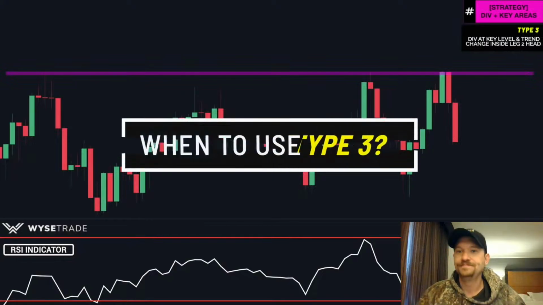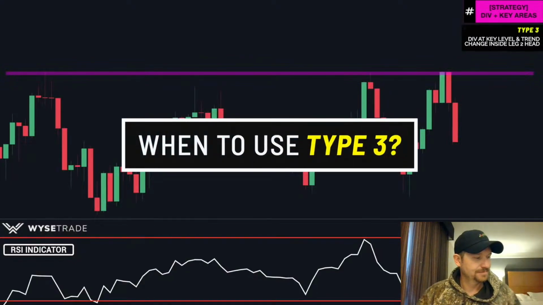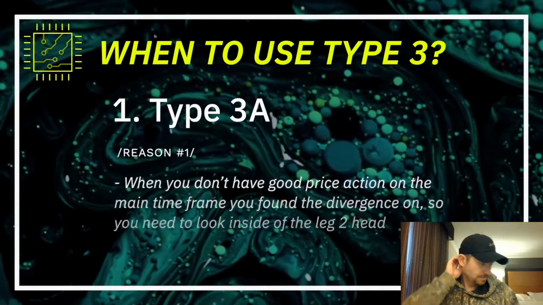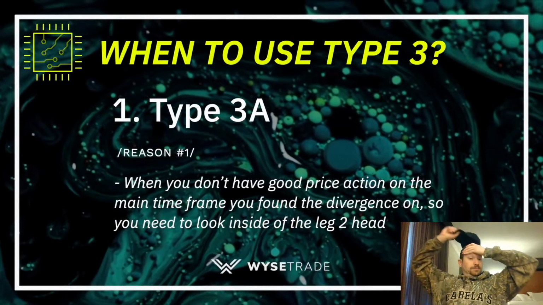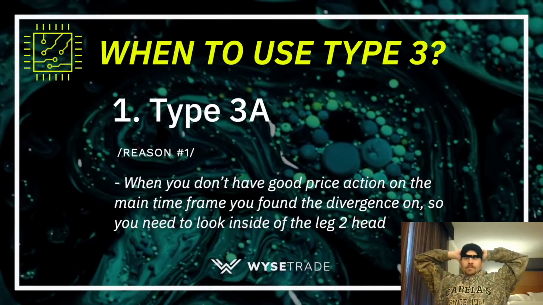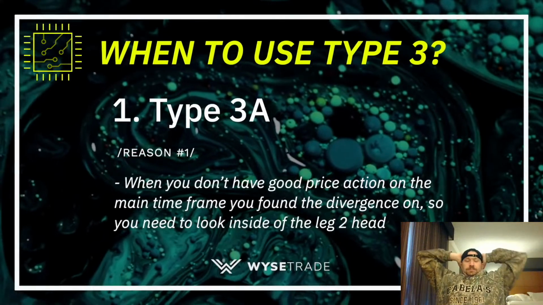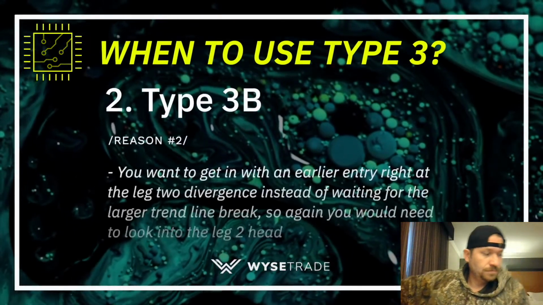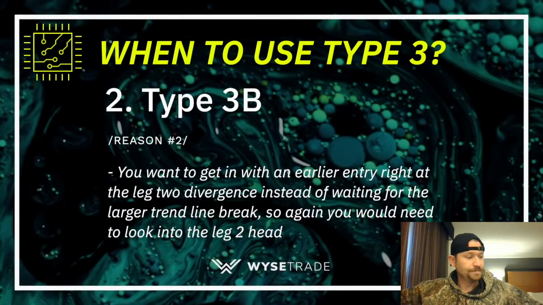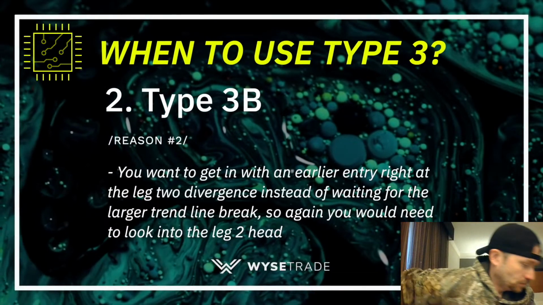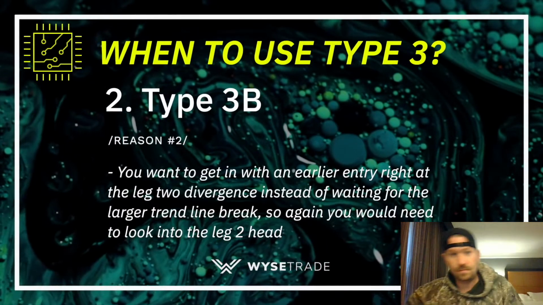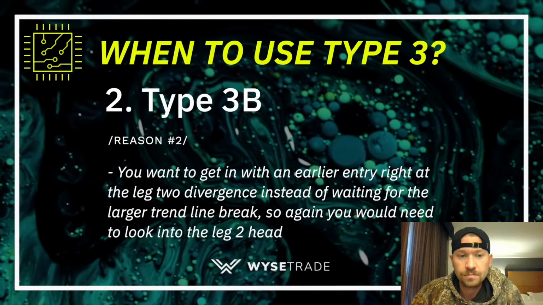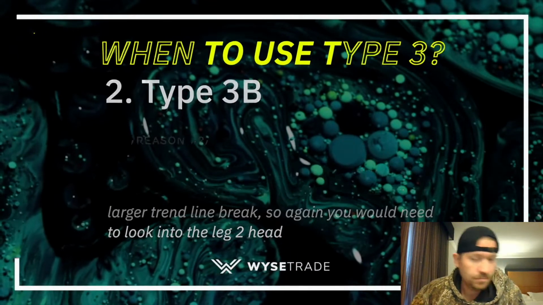So, when would you use type 3? There are 2 reasons why. Reason number 1, in type 3A, is when you don't have good price action on the main time frame you found the divergence on. So you need to look inside of the leg 2 head. And reason number 2, in type 3B, you want to get in with an earlier entry right at the leg 2 divergence instead of waiting for the larger trend line break. So again, you would need to look into the leg 2 head.